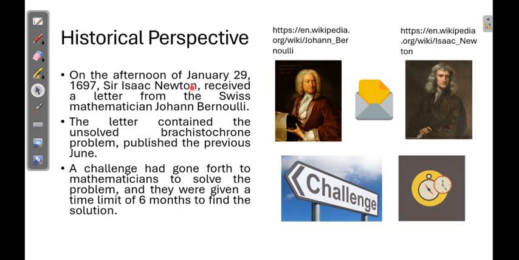The historical perspective for this problem may be somewhat important. The story starts on the afternoon of January 29th, when Sir Isaac Newton received a letter from the Swiss mathematician Johann Bernoulli. This letter contained a challenge, an unsolved brachistochrone problem that was published about 6 months earlier. The challenge had gone forth to mathematicians to solve the problem, and they were given a time limit of 6 months.